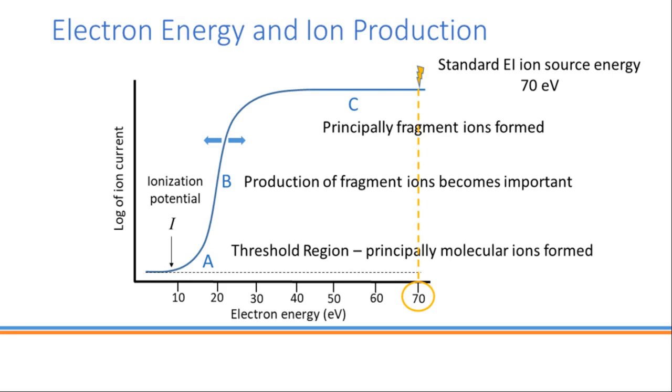And ultimately, the degree of fragmentation is going to be very much dependent on the molecule if we were just sitting at this particular energy. What we end up doing for electron ionization is working in this plateau region where principally fragment ions are formed. In fact, the standard EI ion source energy is way out here at 70 electron volts. That's really just to ensure that all molecules in all different instruments can be reproducibly fragmented into a whole series of diagnostic fragment ions that we can match to a library.